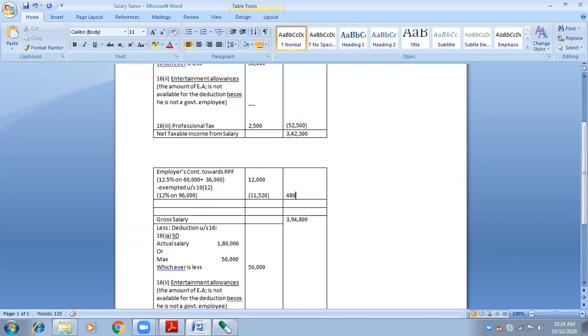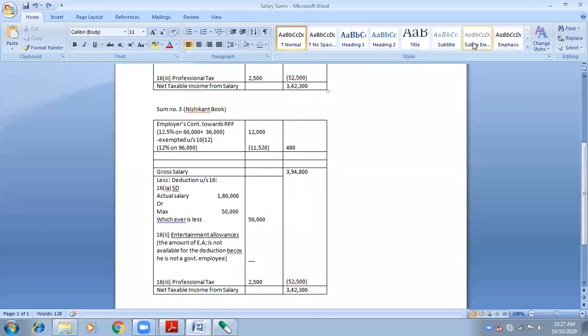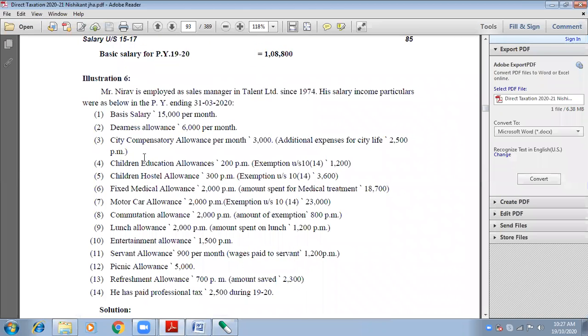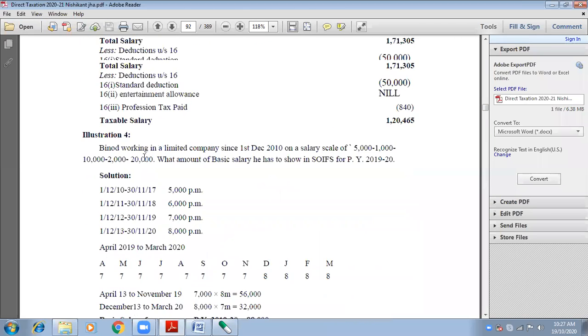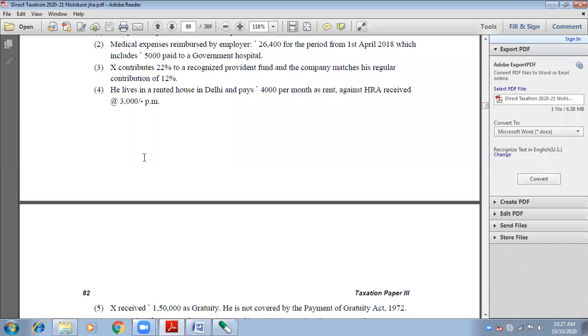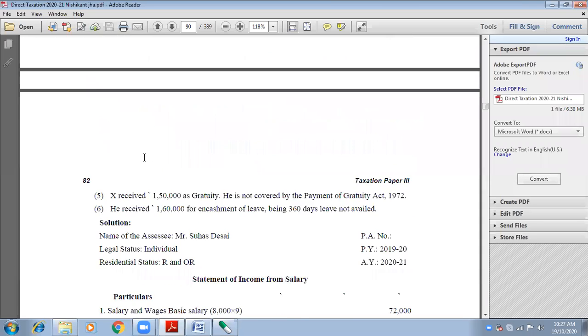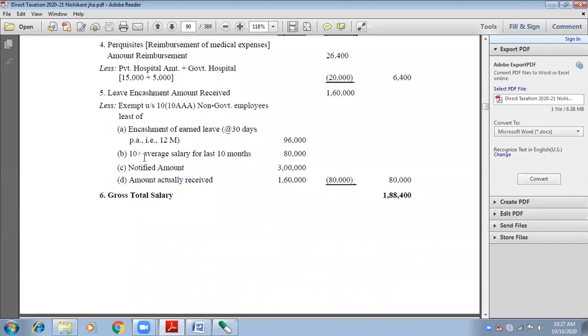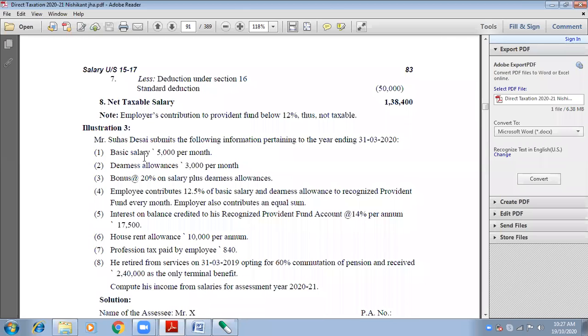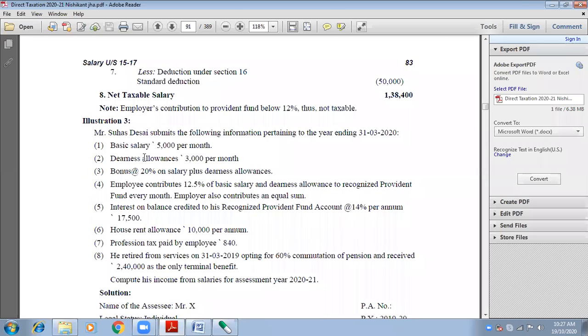Okay, so write it down now. Note it down. So next point. Let's look at the next point. So, employer's contribution, I hope you understood.